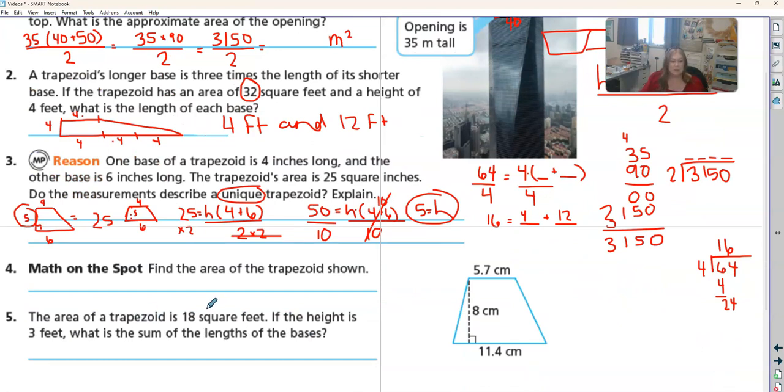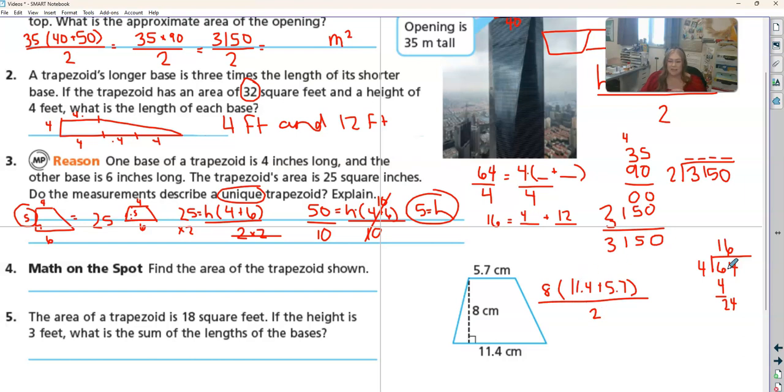How great. Okay, find the area of this trapezoid shown below. Okay, a nice straightforward problem. We're grateful. So base plus base. So let's set up our problem. So we have 11.4. We're adding on 5.7. And we need to times that by 8 and then cut it in half.